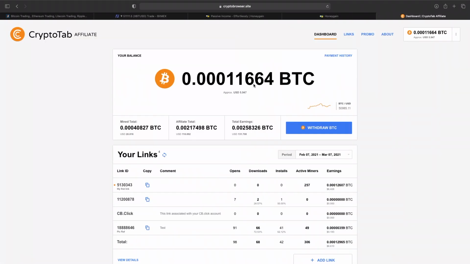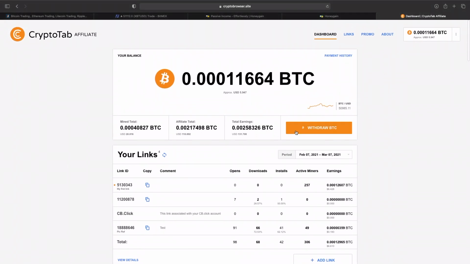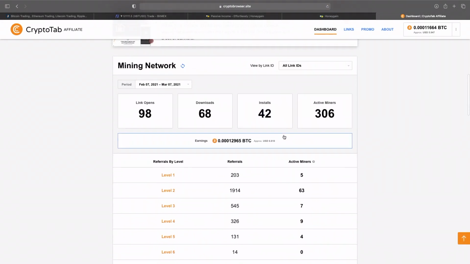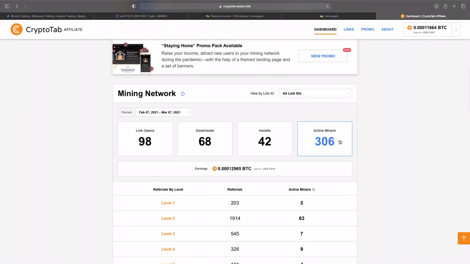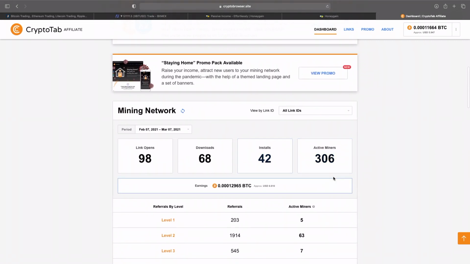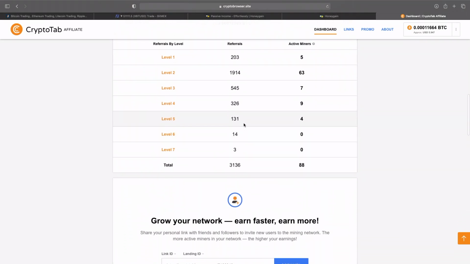So I've showed you methods and strategies on how to use Crypto Tab browser. Look at this. I showed you how to get referrals. I have around 3,100 referrals inside of this account, and this is a simple way to make money right now, guys. Look, active referrals, 306 active referrals. I showed you exactly how you can actually get started doing this type of stuff, and I have around 3,136 at the moment as we speak, guys.